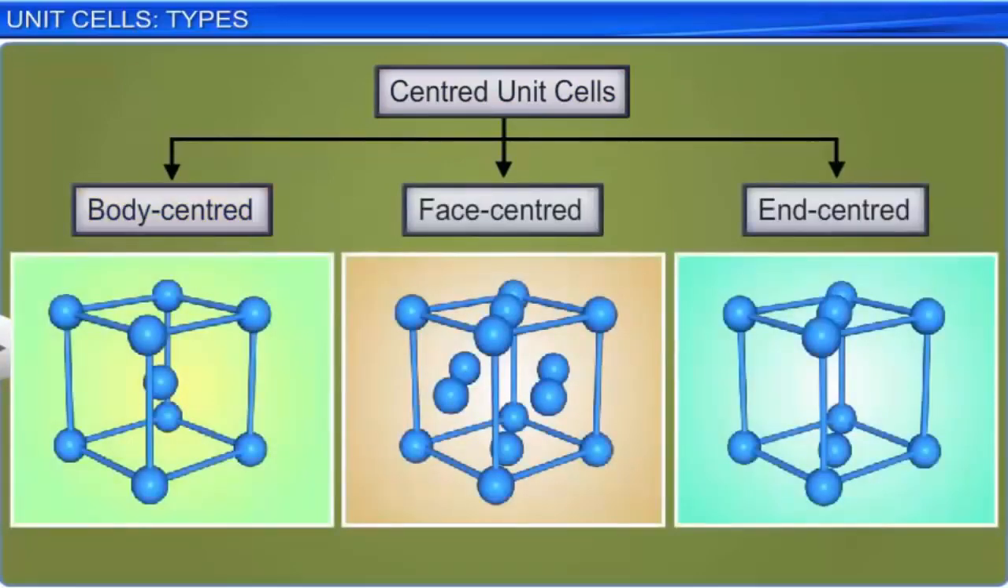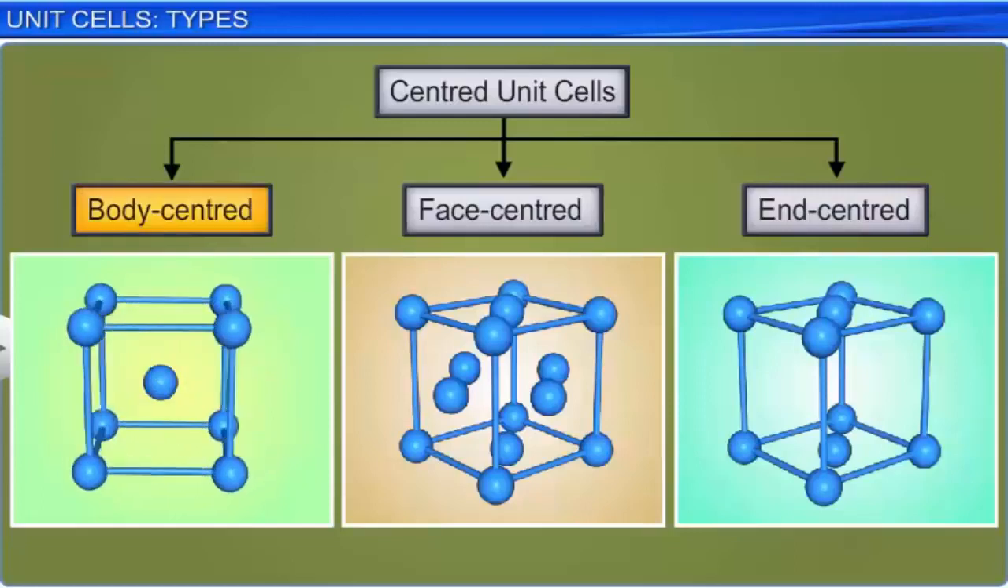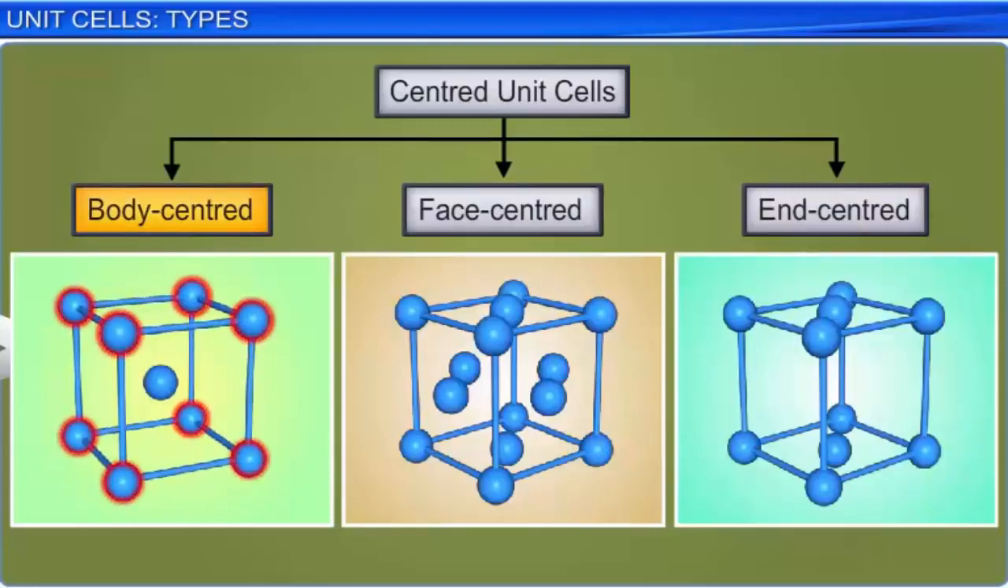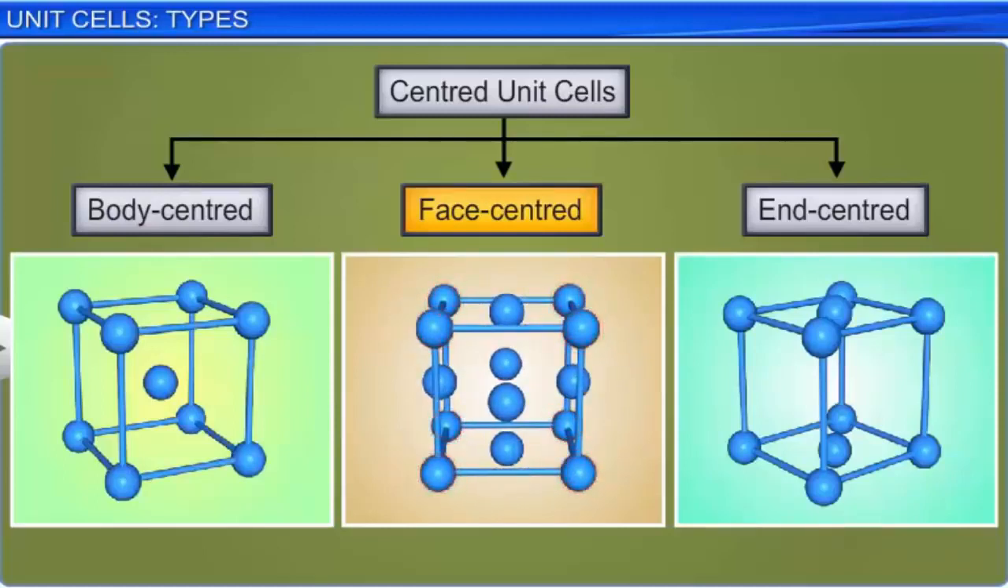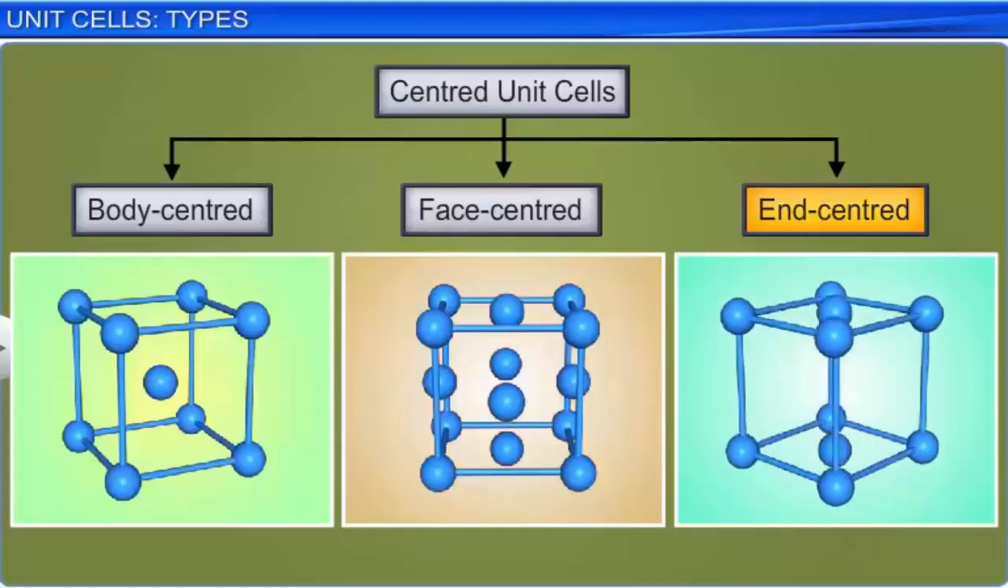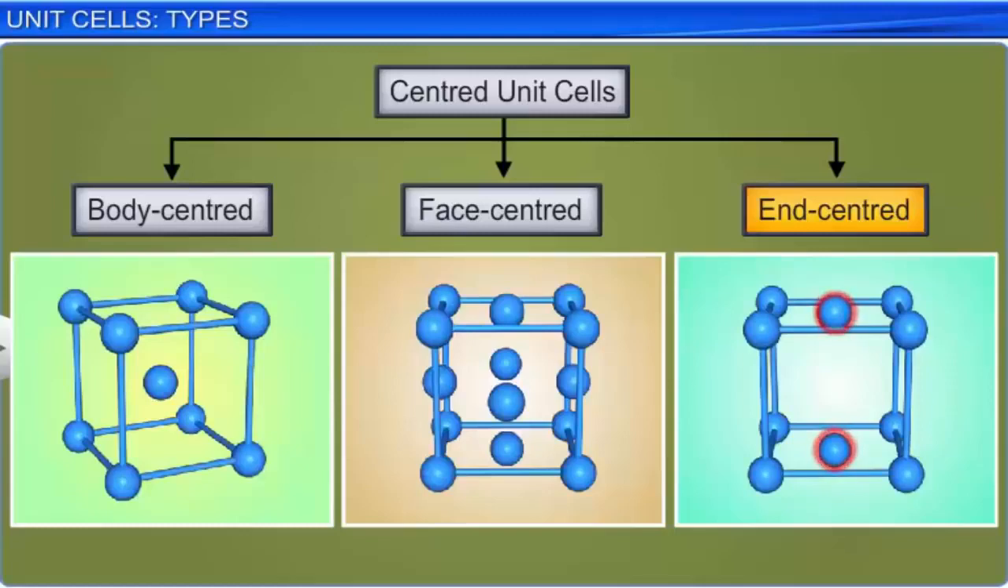Based on the position of the centered constituent particle, centered unit cells are categorized into three types: body-centered unit cell, face-centered unit cell, and end-centered unit cell. A body-centered unit cell has constituent particles at all its corners, as well as one particle at its body center, as shown here. A face-centered unit cell has constituent particles at all its corners, as well as at the center of each face. An end-centered unit cell has one constituent particle at the center of any two opposite faces besides the ones present at its corners.